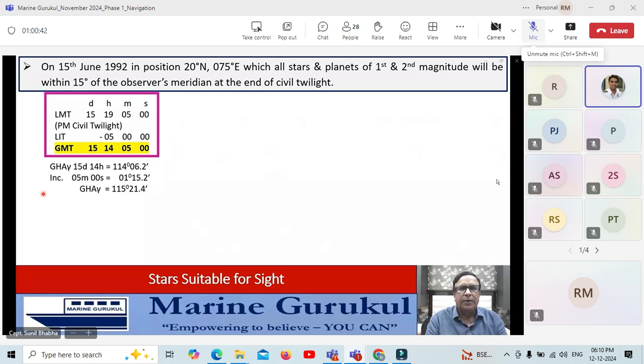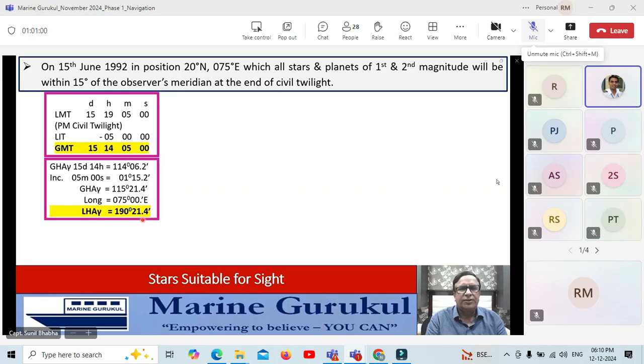To this, we apply the observer's longitude, that is 75 degrees east. Longitude east, GHA least, so we add to get the LHA Aries. So the LHA Aries is 190 degrees, 21.4 minutes.